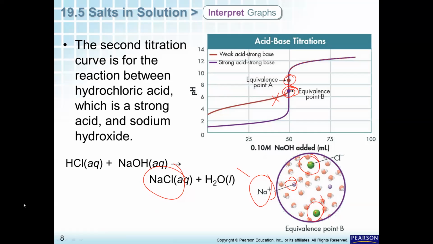Sure, if we use a strong acid with a weak base and we did not reach the equivalence point, it's going to be acidic. That's natural, right? But if we continue to the equivalence point, it means all the hydrogen and all the hydroxide has been consumed. But why is it basic or acidic? Due to the salt hydrolysis. Do you understand now?